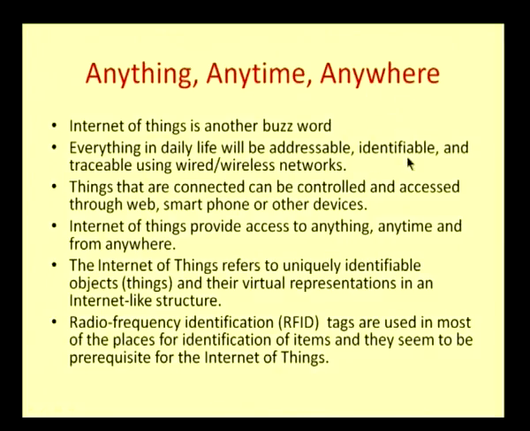Everything in daily life will be addressable, identifiable and traceable using wired or wireless networks. Things that are connected can be controlled and accessed through the web, like smartphones or other devices. Internet of Things provides access to anything, anytime, from anywhere. It refers to uniquely identifiable objects and their virtual representations in an internet-like structure.